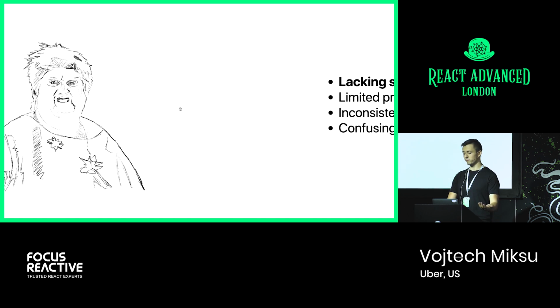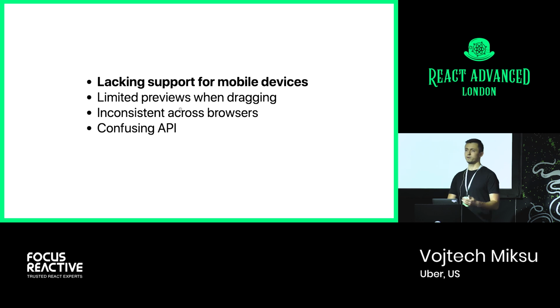And then I kept reading more. And it turns out this whole API is a hot mess. It lacks support for mobile devices. It has limited previews for drag items. It's widely inconsistent across browsers, and the API is very confusing. Half of these events are completely useless, but you still have to implement them to cancel some strange side effects.